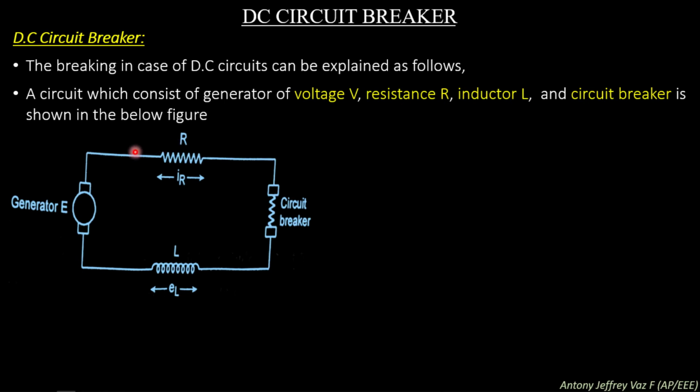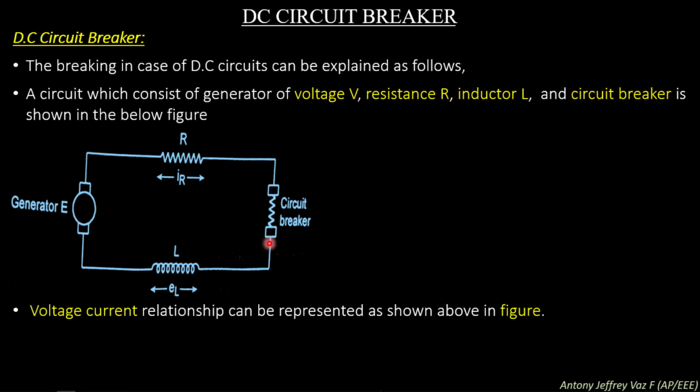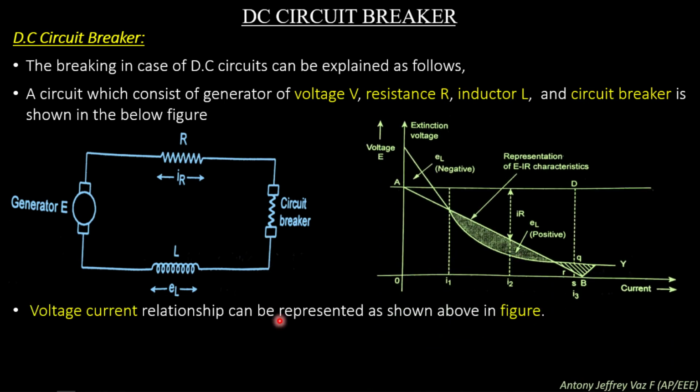the below figure. You can see the generator E with the generating voltage and a resistance R and the inductance L, and the voltage across the inductance is EL, and the circuit breaker is present in the system. Voltage current relationship can be represented as shown in the above figure. You can see the voltage in y-axis and current in the x-axis, and the relationship is drawn as a graph.